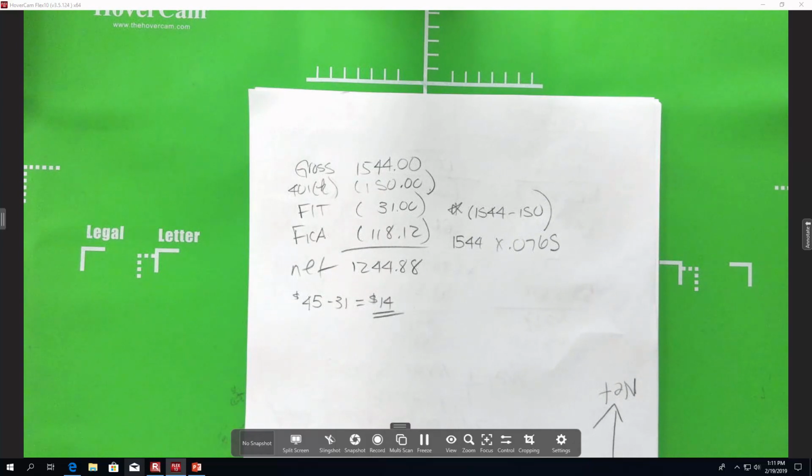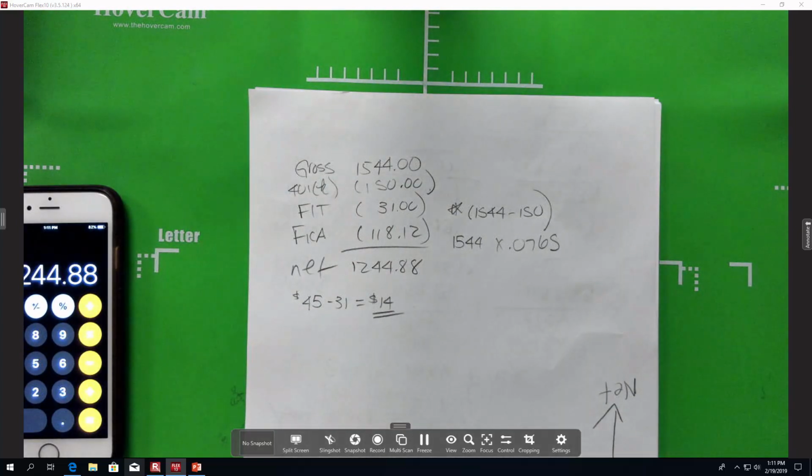Question, Ben? I came up with 1174 because the 401k is not actually going into. Yeah, that's coming out of the check. They're going to take that right out. So 1544 minus 150 minus 35 minus 118. $1244.88. Yep.